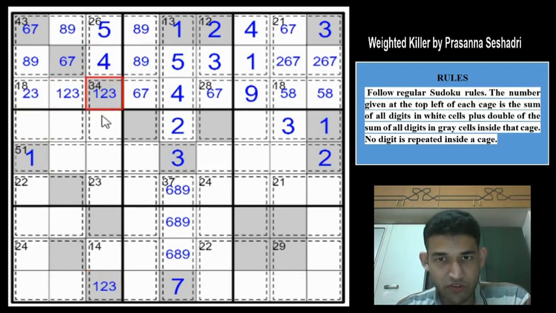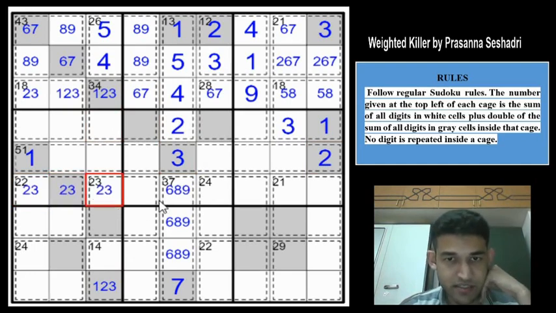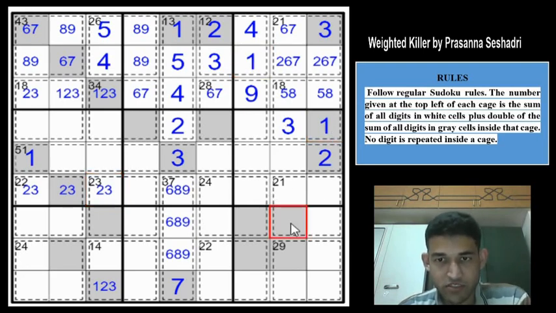So this 34 cage suddenly appears very restricted now, but let us see if we can make some more candidates. 2 is here, 2 is here, and 3 is here, and 3 is here. So 2, 3 must be in 2 of these 3 cells, right? And we have a 1 here in column 7 and column 9, so 1 must be in these 3 cells.